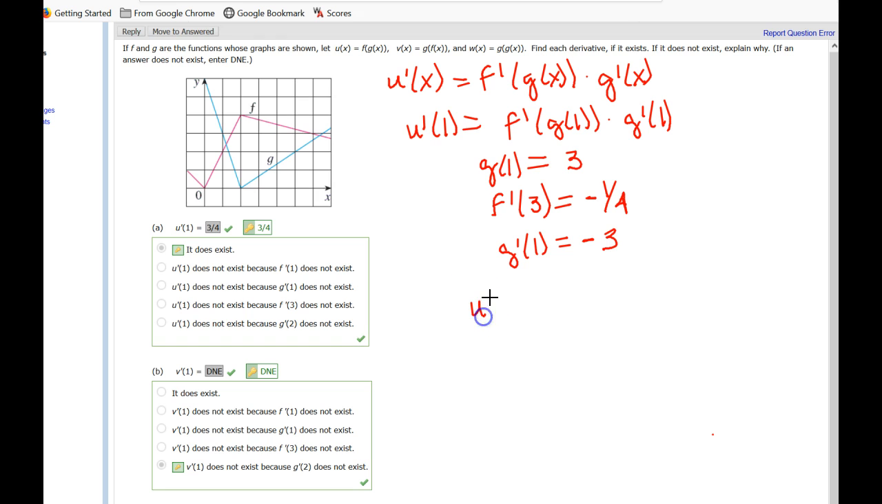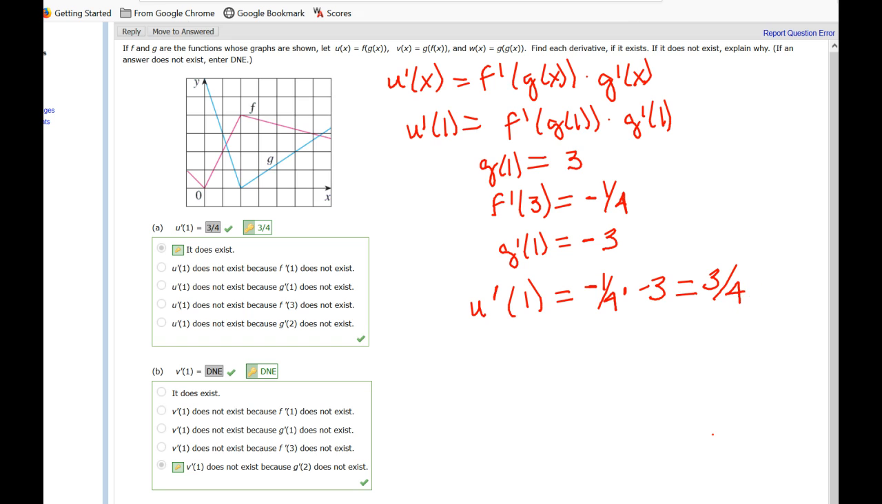So putting it all together, u prime of 1 would be f prime of 3, which is minus 1/4, times minus 3, which is 3/4.